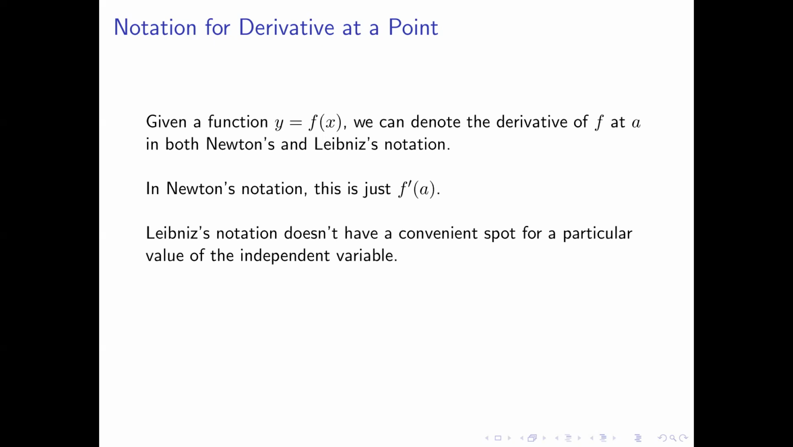Leibniz's notation is a little trickier here because there's not a convenient place to put the independent variable or a value of it into the symbol. So we force it a bit. We'll write dy dx, that's our symbol for the derivative, and then we'll put, after a little vertical line segment, x equals a as a subscript. So that tells us that we're calculating the value of the derivative function at the point where x equals a.